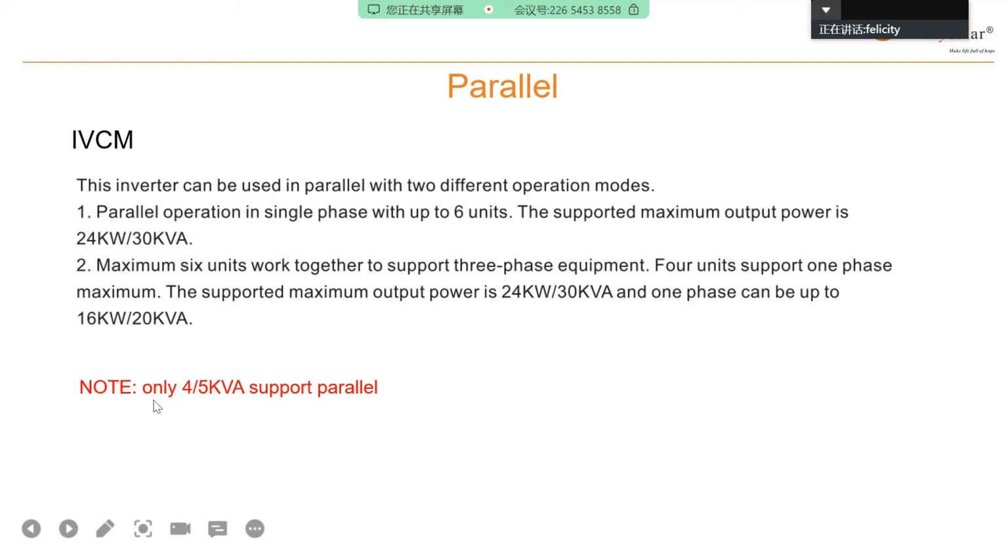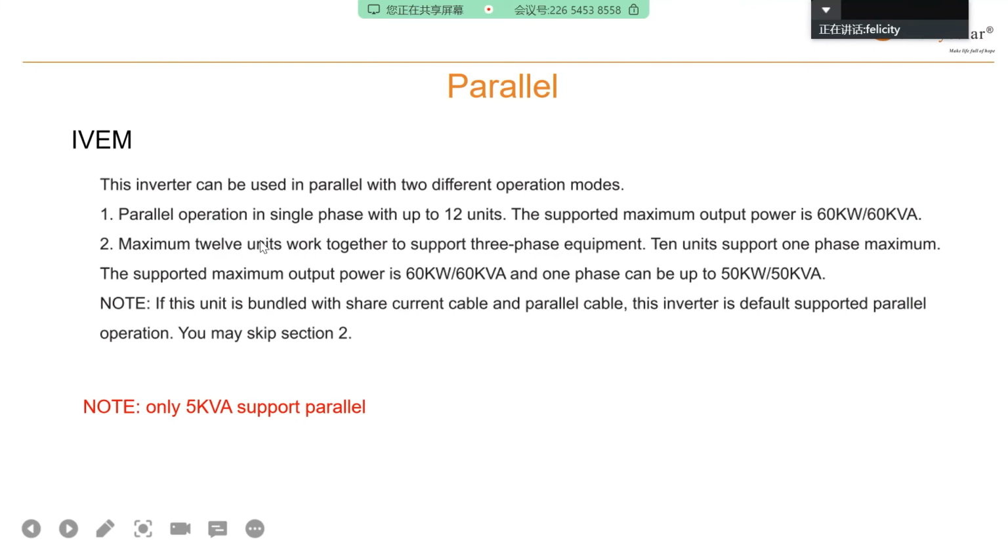Here I mentioned only 4 or 5 kVA support parallel for the IVCM. And next is IVEM. IVEM is different. As we see in the form, the maximum is 12 units, no matter single phase or three phase. Operation is single phase with up to 12 units. Then the maximum is 60 kVA, and three phase is the same. And here only 5 kVA supports parallel.